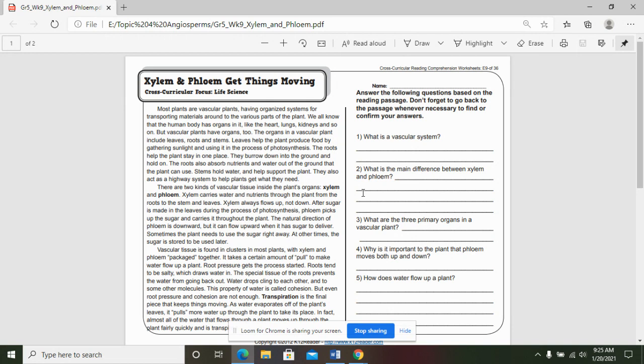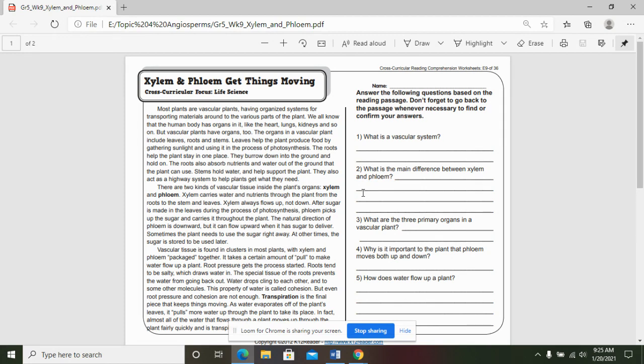After sugar is made in the leaves during the photosynthesis process, phloem picks up the sugar and carries it throughout the plant. The natural direction of the phloem is downward, but it can flow upward when it has to deliver the sugar. Sometimes the plant needs to use the sugar right away. At other times, the sugar is stored to be used later. Vascular tissue is found in clusters in most plants, with xylem and phloem packaged together.